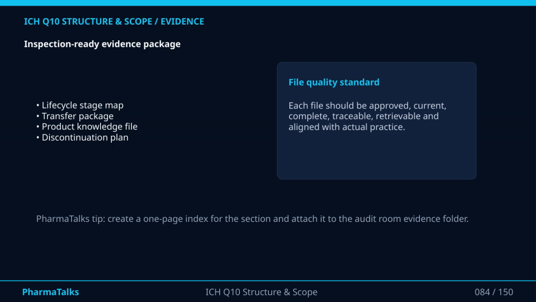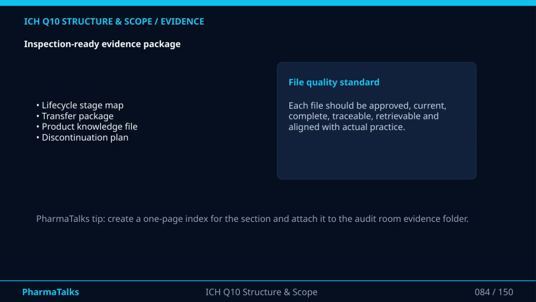Alongside this, the transfer package, product knowledge file, and discontinuation plan are essential documents that support a transparent and thorough quality system. Moving to file quality standards, it's crucial that each file is approved, current, complete, traceable, and easy to retrieve. They must also accurately reflect actual practice to ensure compliance and facilitate audits.